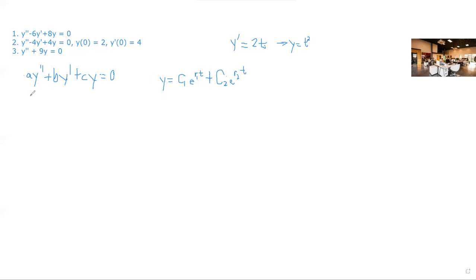And it goes something like this. y would be e to the power of rt. y prime would be r e to the rt. And then y prime prime would equal r squared e to the power of rt. Then you plug that in and you get almost like a quadratic equation of some sort. So let's solve them one by one.